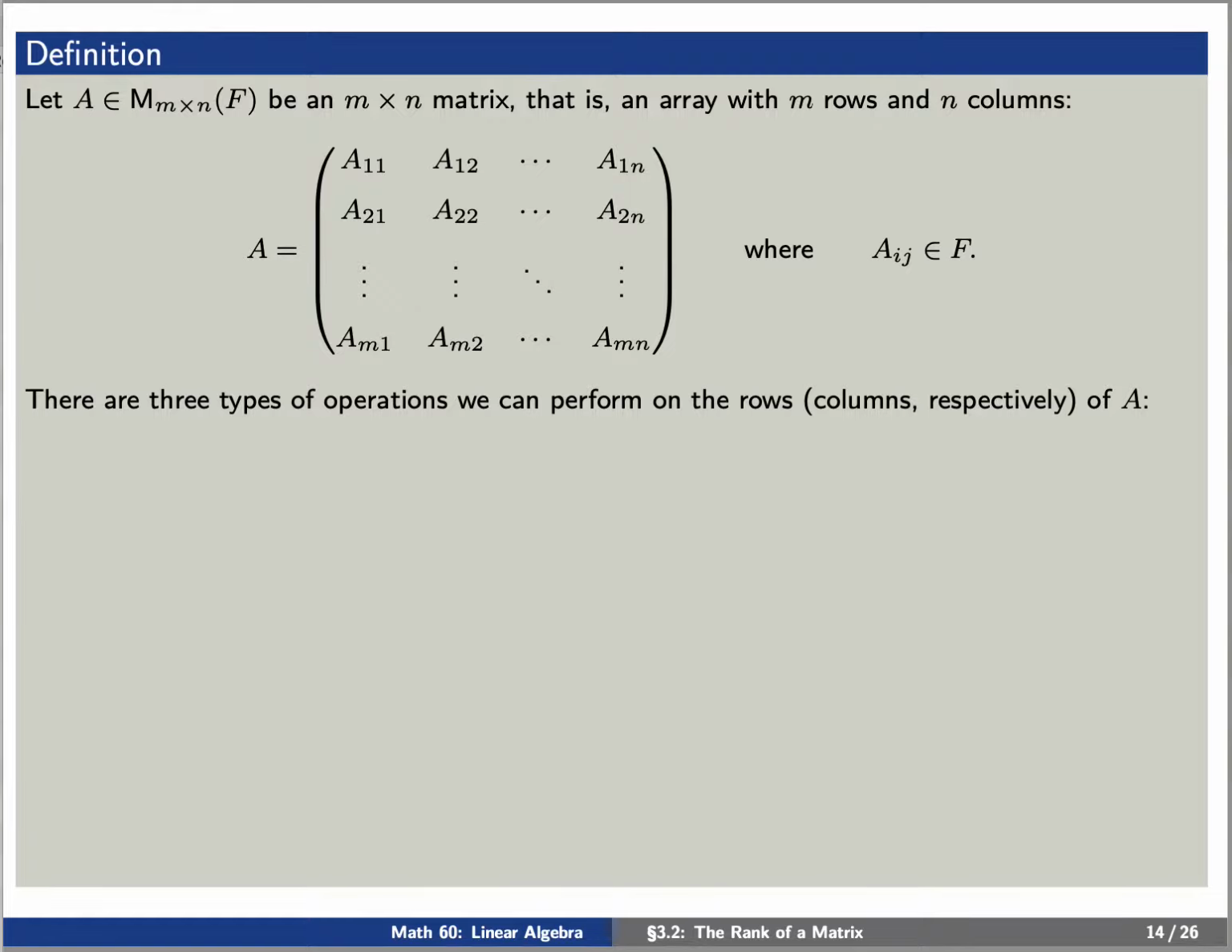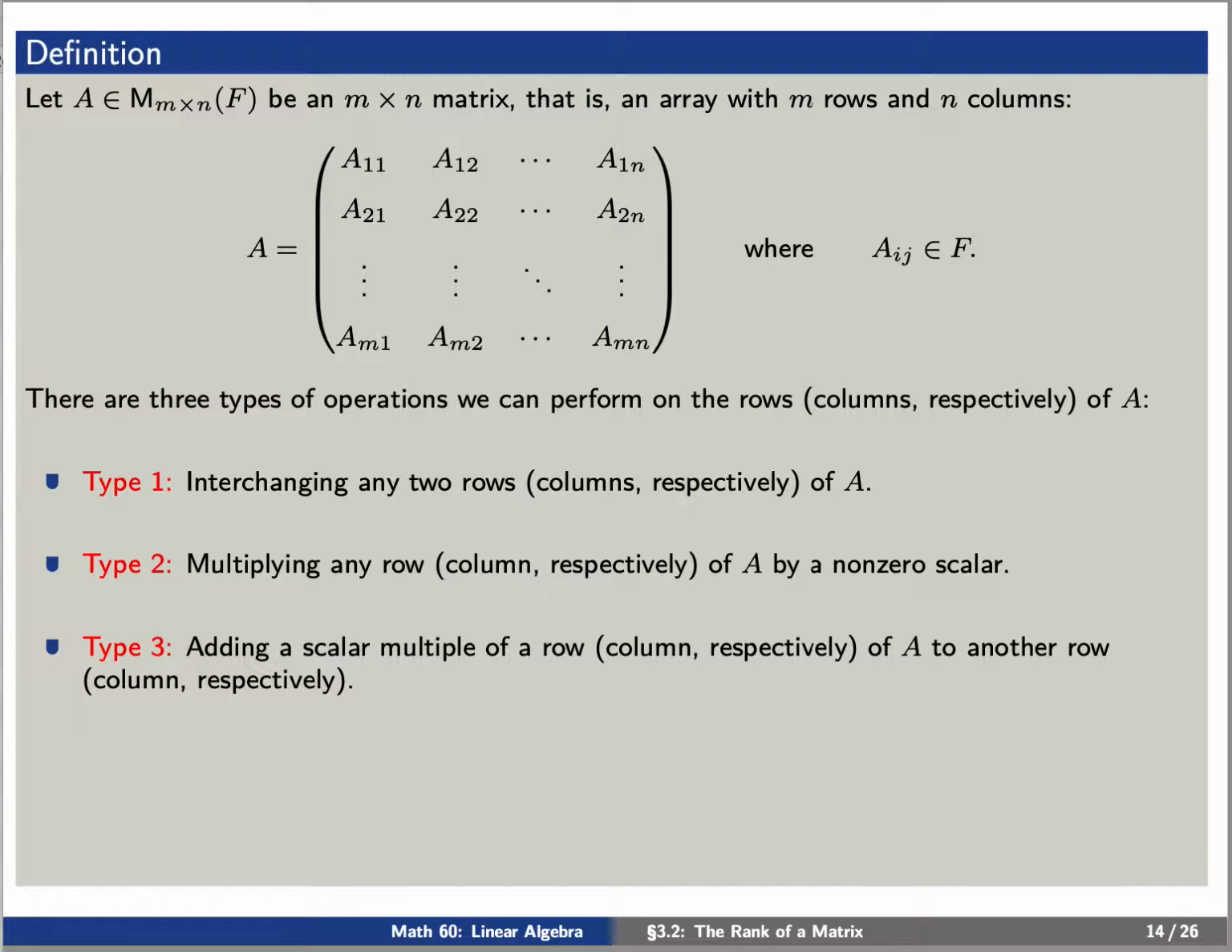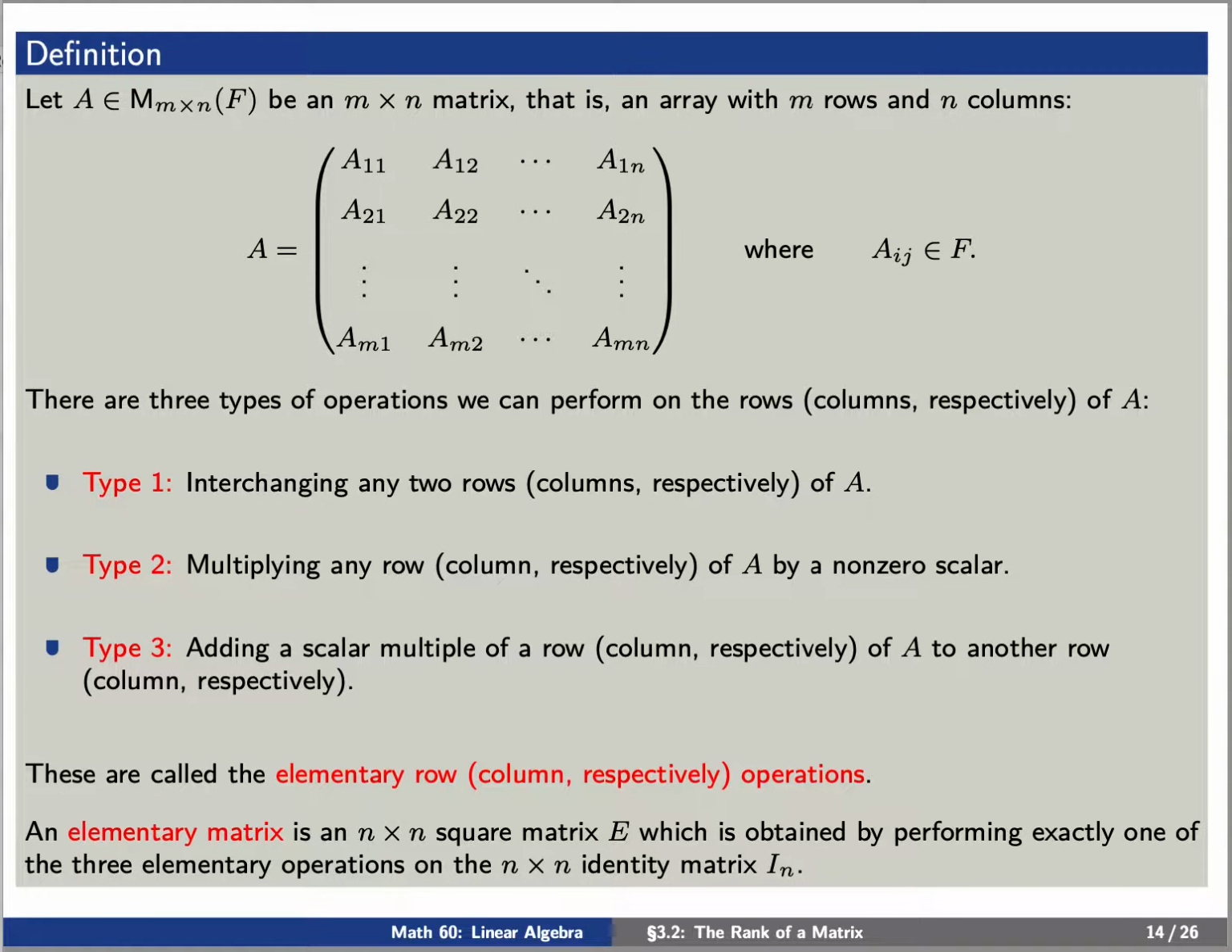And here's our last concept for review. Let's say that A is now an M by N matrix. Recall that that means it has M rows and N columns. There are 3 types of operations that we can perform on the rows. Type 1 means we can interchange any 2 rows. Type 2 means we can multiply any row by a non-zero scalar. And type 3 means we can add a scalar multiple of any row to another row. These are called the elementary row operations. We have similar definitions if we replace the word row with the word column.